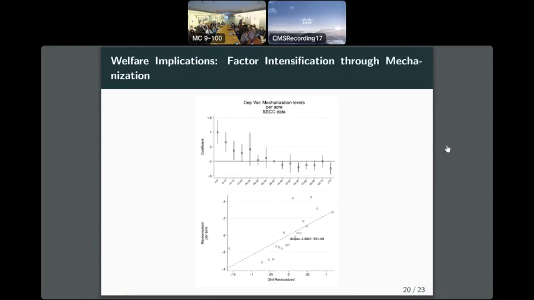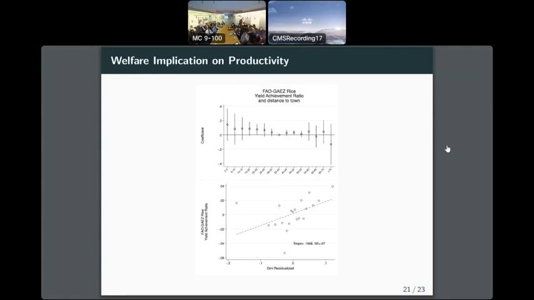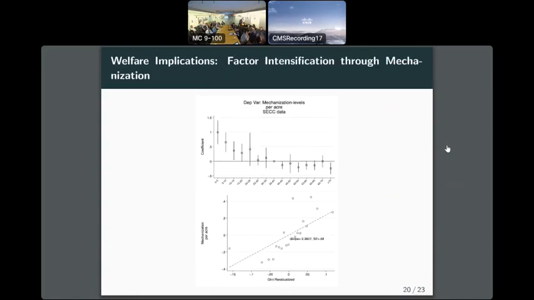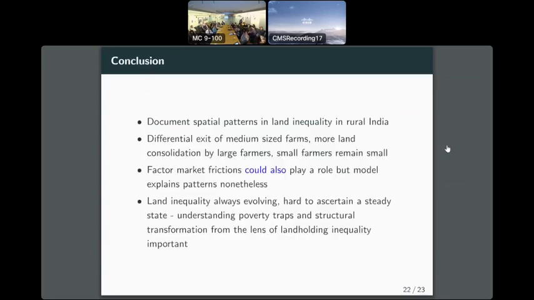And there are these welfare implications that, because of greater consolidation, we do see a higher village-level productivity in agriculture, higher mechanization. But of course, we are stopping short of making any welfare claims. And just to conclude, I think it's important to look at land holding distributions overall, because that's one of the important classes of assets people hold.